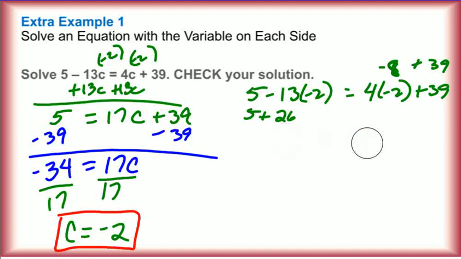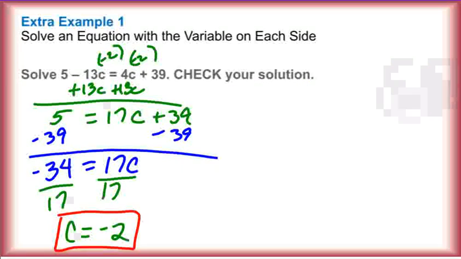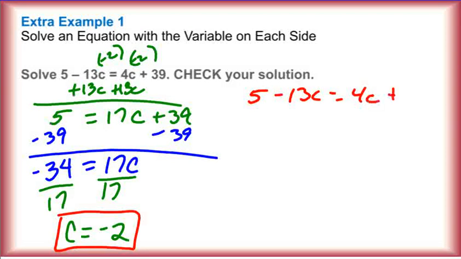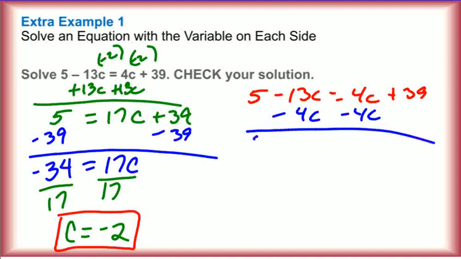Now let's just say I didn't want to bring my C's to the right. I wanted to keep it to the left. So I would have 5 minus 13C equaling 4C plus 39. To prove that I would still get the same answer, if I subtract 4C on both sides, I end up with 5 minus 17C equaling 39.